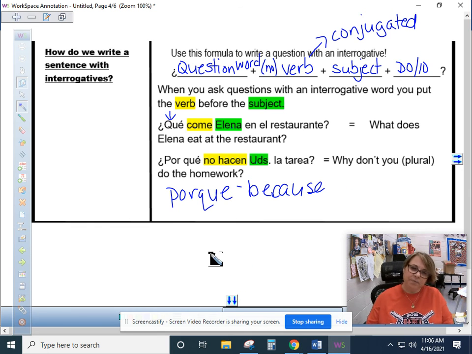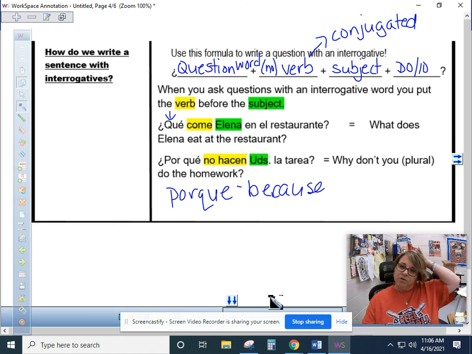See? And that's basically it. That's all there is to it. See? ¿Hay alguna pregunta?